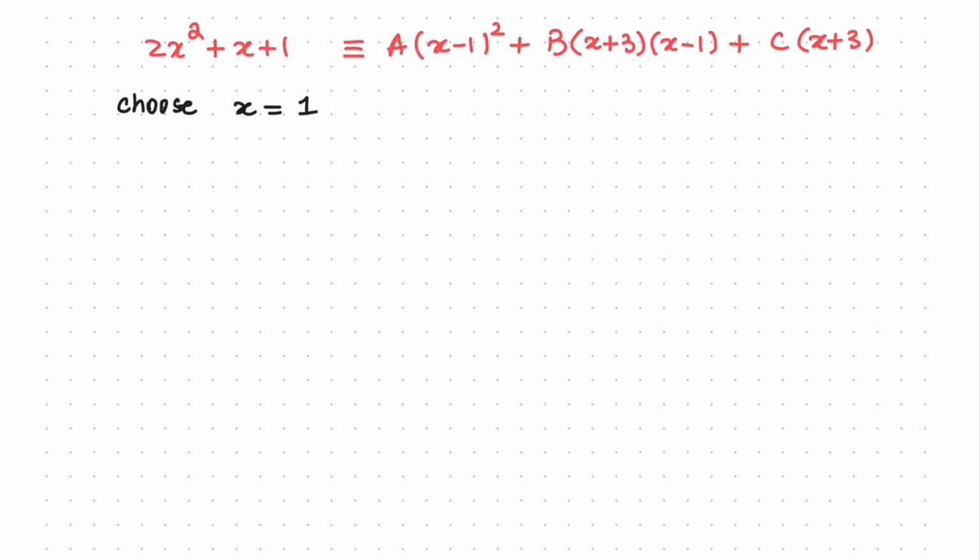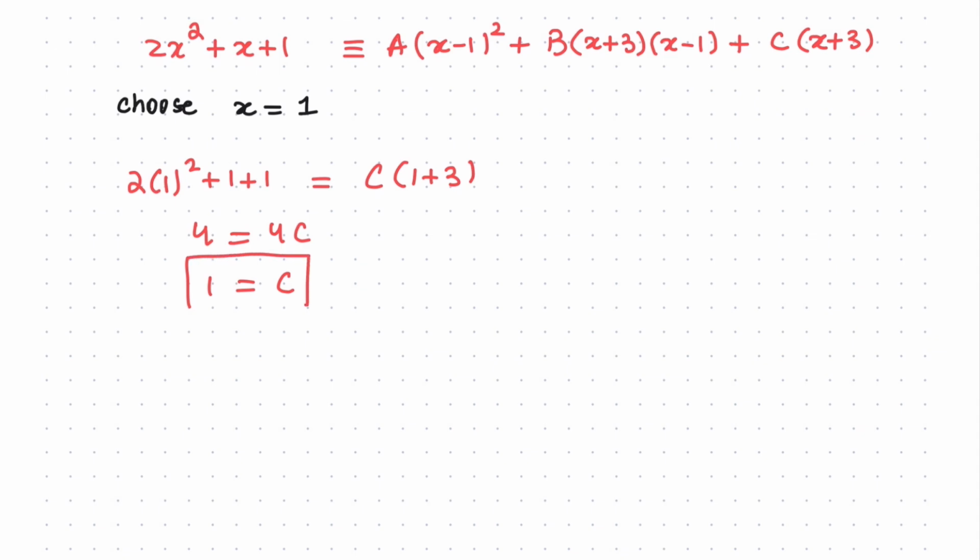So by choosing the value of x smartly, x equal to 1, we can simplify our calculation. So we have 2 times 1 squared plus 1 is equal to, this term should cancel out, this term should cancel out, because of these terms here, only the term in c will be remaining, so c times 1 plus 3. So we have 4 is equal to 4c, which implies c is equal to 1. So we found the value of c.